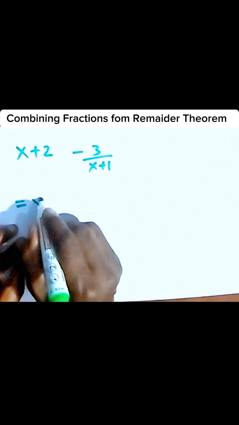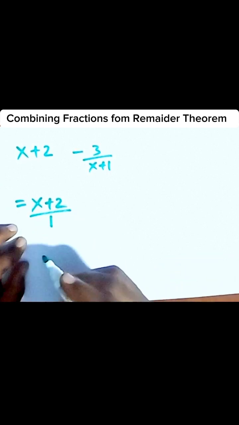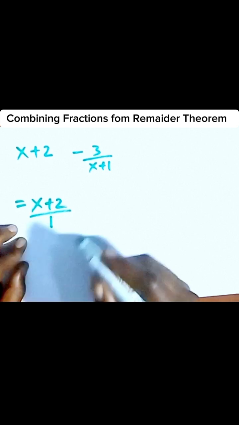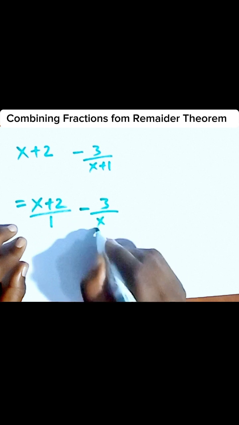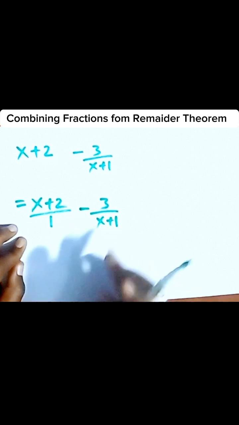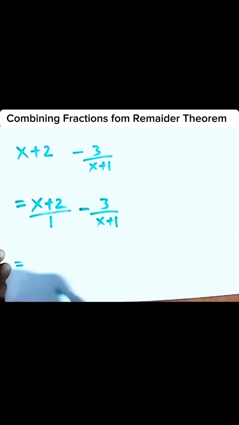And we say x plus 2 all over 1. Yes, that converts it to a fraction. You can go and check our previous video. Minus 3 all over x plus 1. So how do we add these two fractions? Of course, I'm sure you still remember from our previous video.